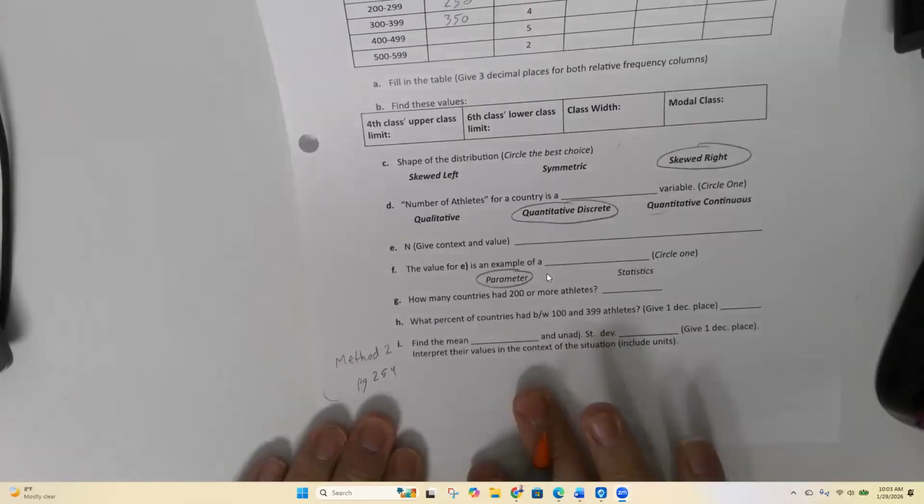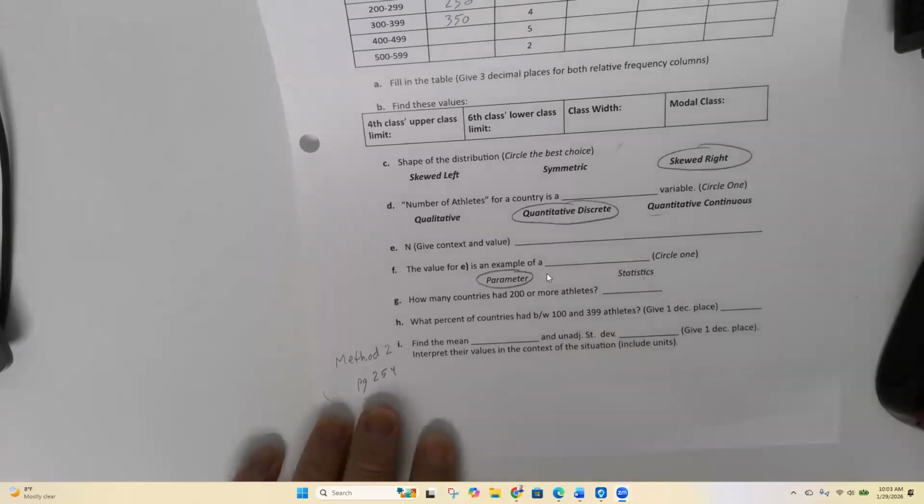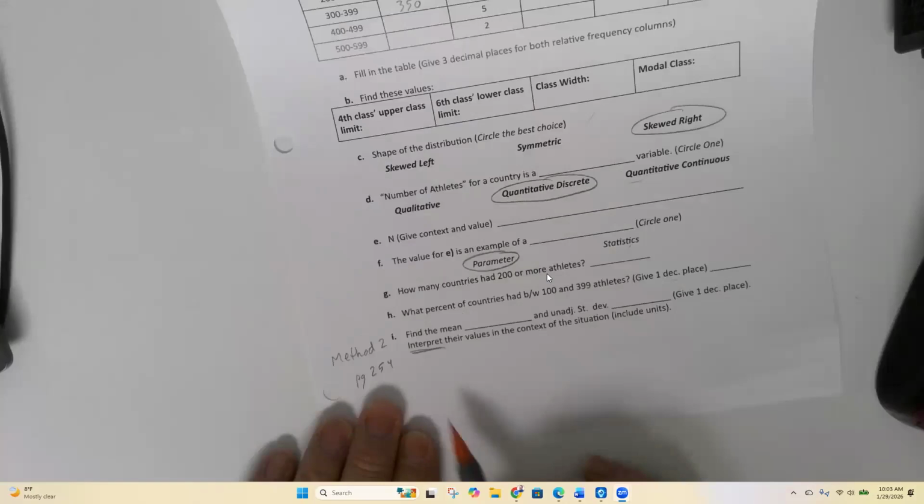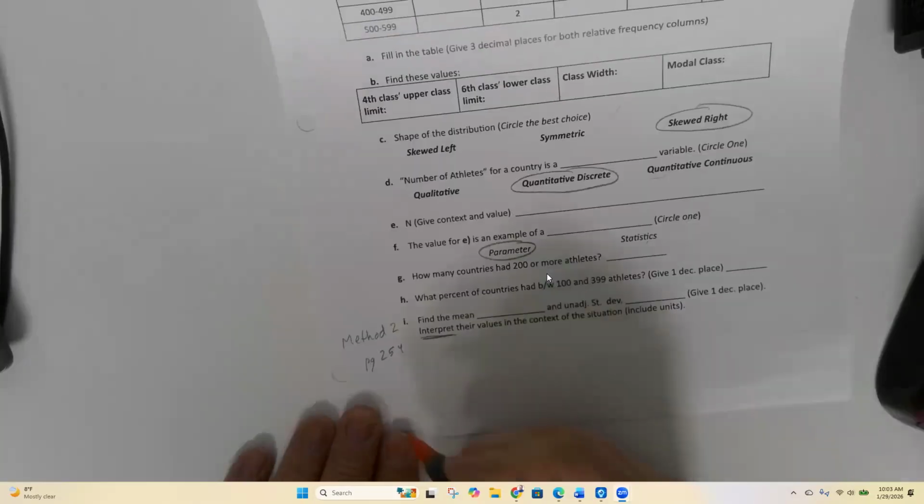All right, so I'm not going to do that right now. I'll show you how to do that in just a second, but keep that in mind. Also, by the way, down here, we need to interpret. Whenever we see the word interpret in our class, that means we need to write a sentence. Okay, so explain what that means. There is a script for that.